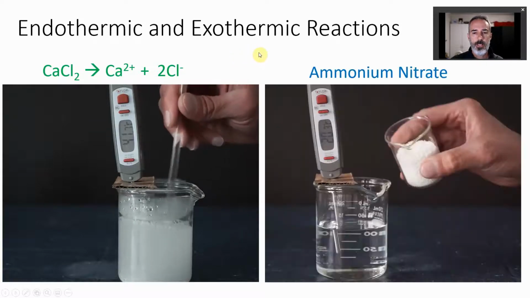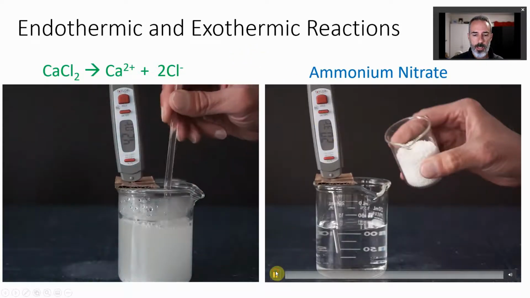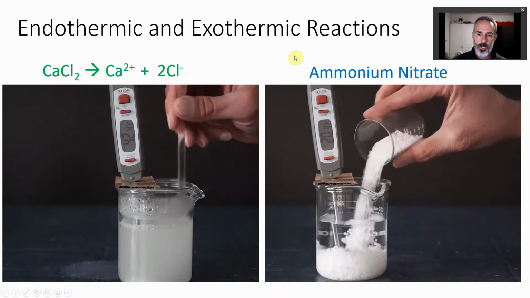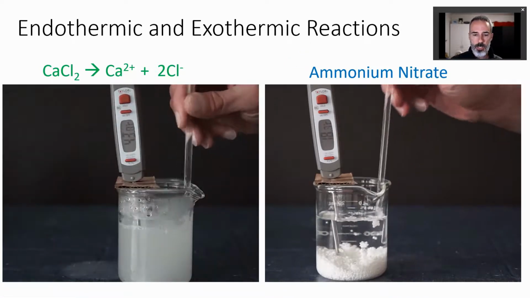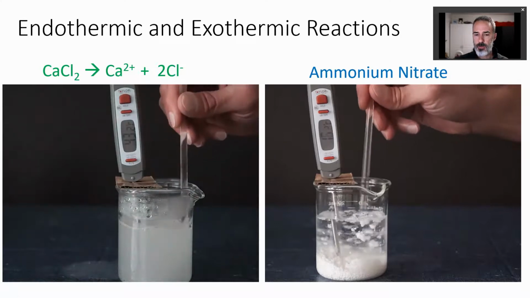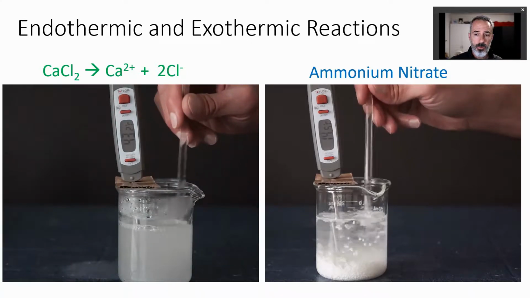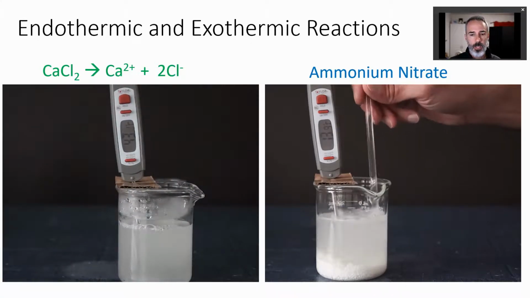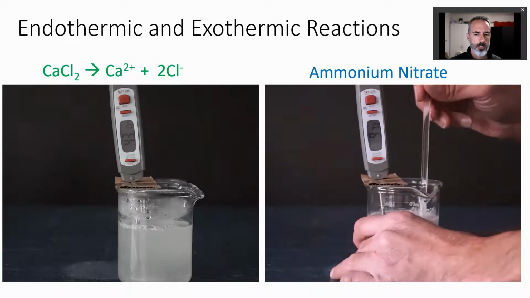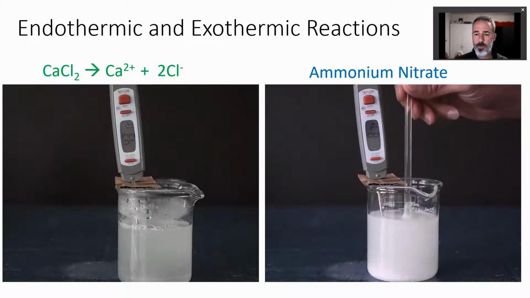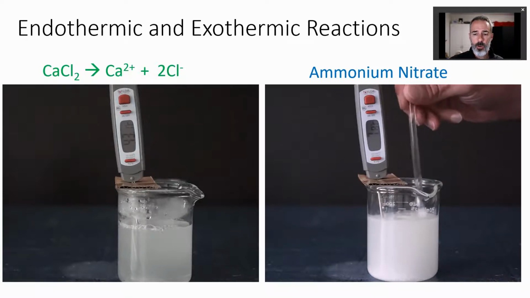If we were to do the exact same thing with ammonium nitrate, another white crystalline ionic solid, you can see that it does the exact opposite. You see the temperature start to go down, which tells you it's endothermic. Is heat leaving or entering the beaker? It's definitely entering the beaker. If the water is cooling down, that means the chemicals are pulling the heat into the chemicals.